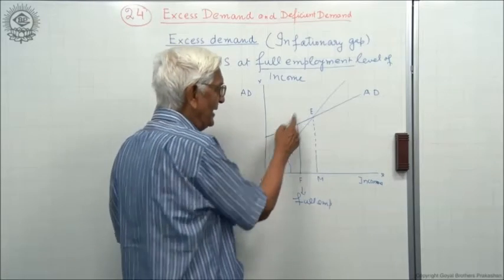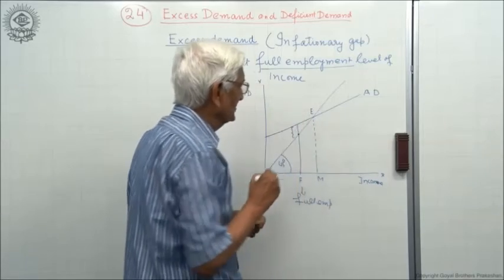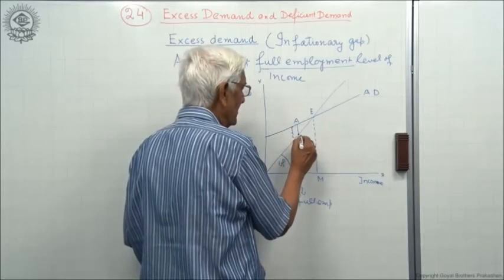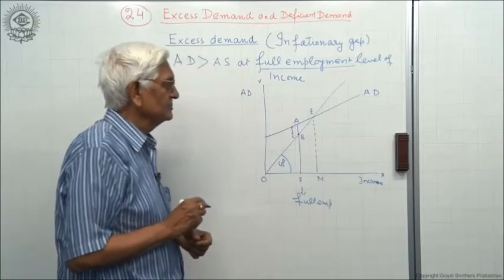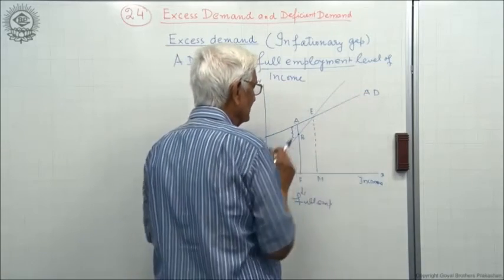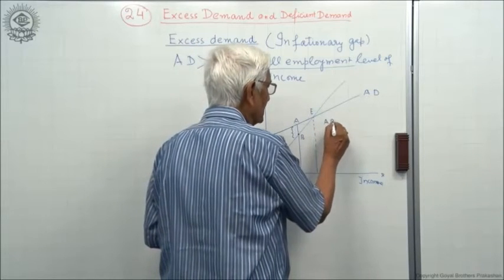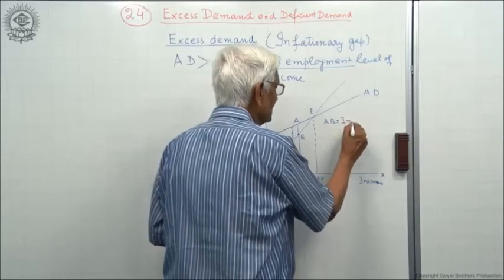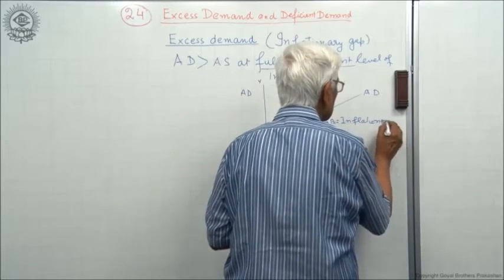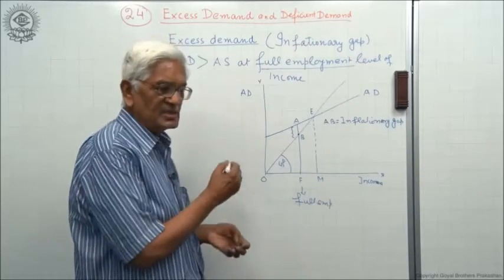But our aggregate demand is higher. It is higher by this much. Let us call it AB. This AB, the gap between AD and AS. This AB is nothing but inflationary gap. Inflationary gap, this much.